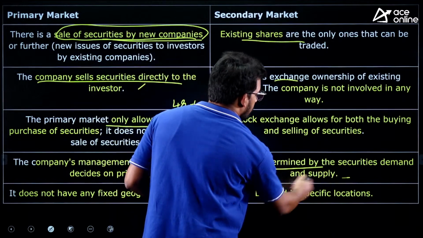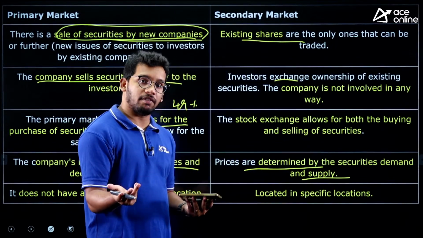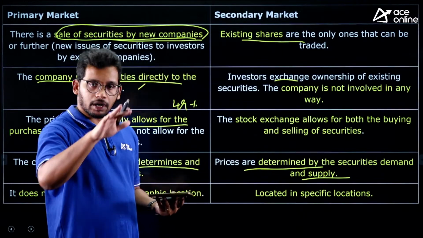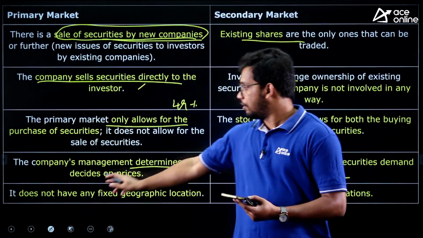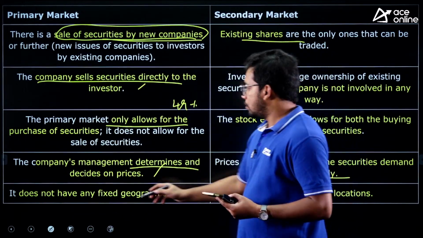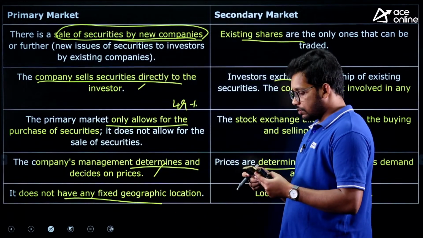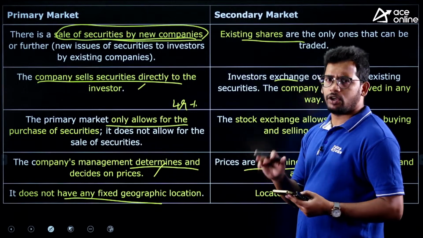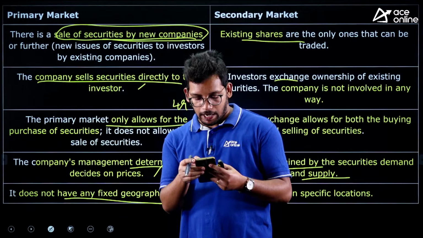And here prices are determined by the market, based on the demand. If the company is performing well, the prices will increase. If the company is not performing well, they can release. So it is based on the market, but here for the first time based on the company, right? So last one, it does not have any fixed geographic location. Primary market does not have any location, but secondary markets, yes, stock markets and all, this happens.